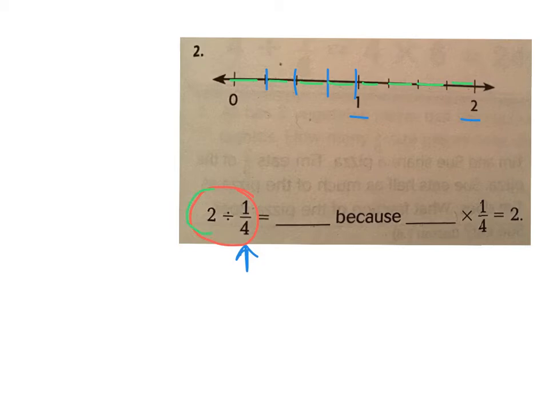So since the equation is 2 wholes divided by 1/4, you would count how many 1/4ths there are right here. If you counted that, you would get 8, because 8 times 1/4 equals 2. Now let me show you the way we do it without drawing.